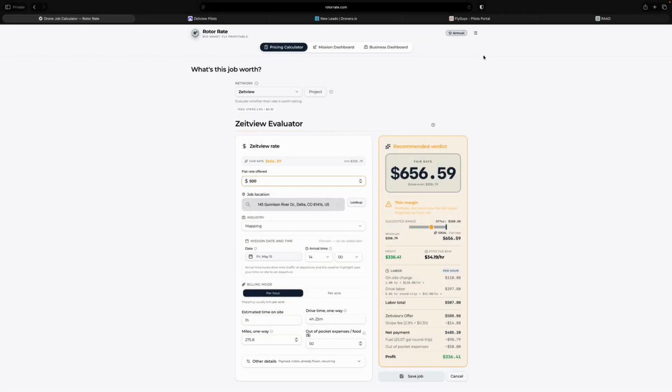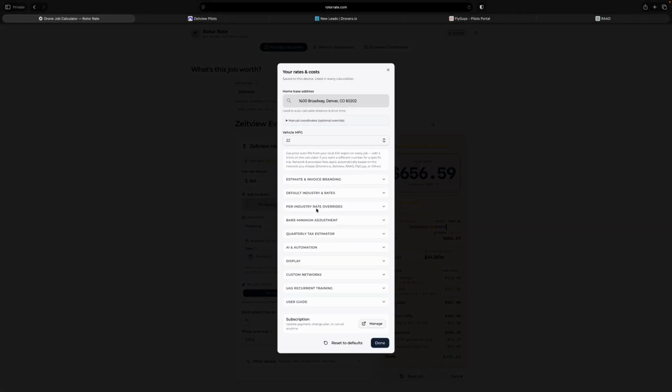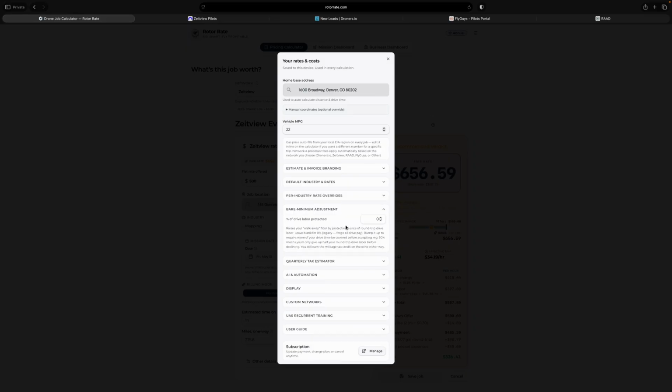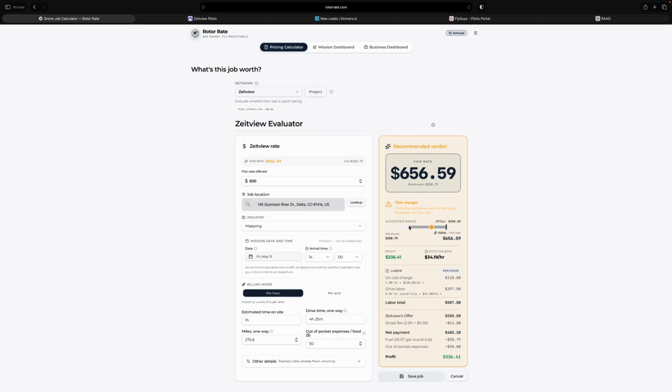Okay, welcome back. We are now going to go into our settings and go to this bare minimum adjustment. Okay, so this bare minimum adjustment is your percent of drive labor protected. Right now it's set to 0, so this is your drive labor. This right here, let's break this down.